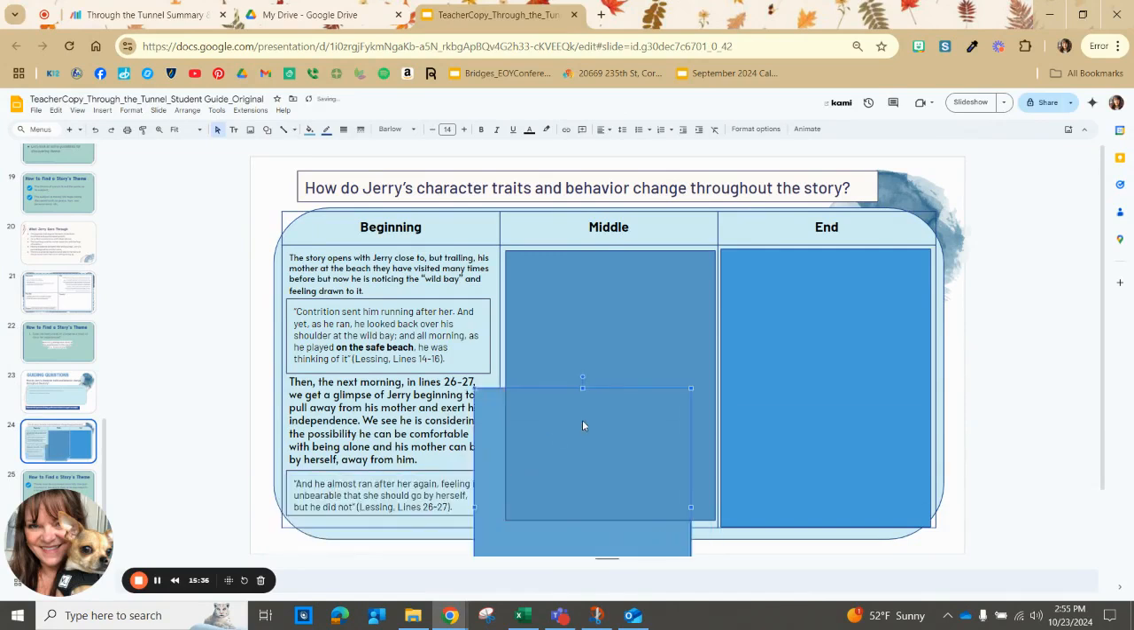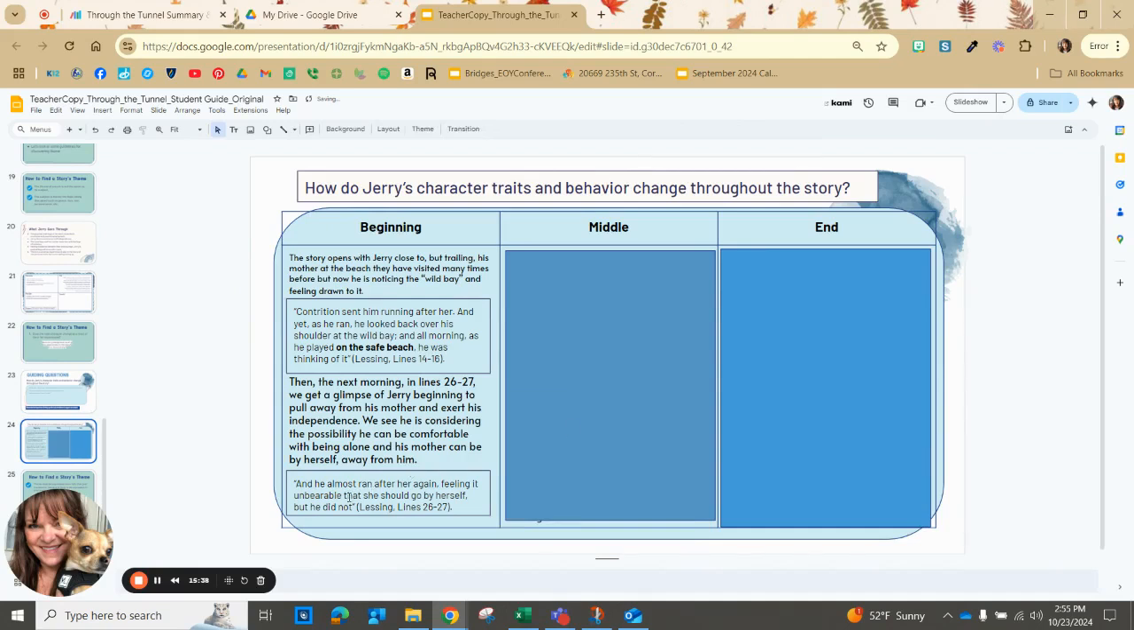And then I've got the evidence to support that from the text. And it says, "and he almost ran after her again, feeling it unbearable that she should go by herself." But he did not. He did not run after her this time. So even in the beginning of the story, we're starting to see these glimpses of Jerry's character traits and behavior changes.